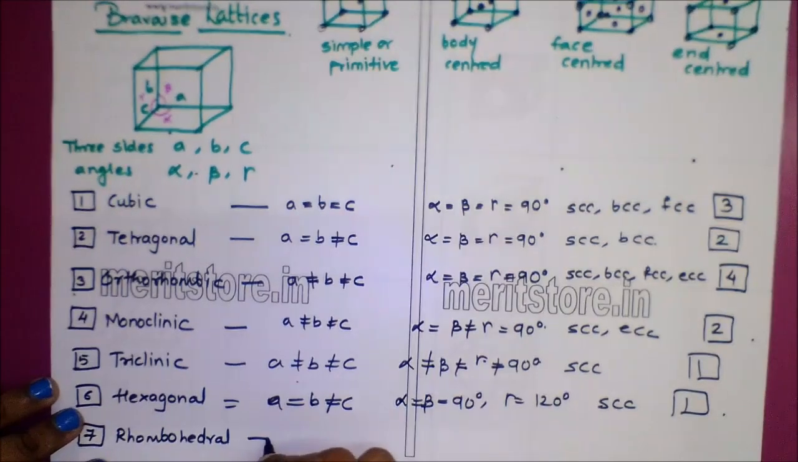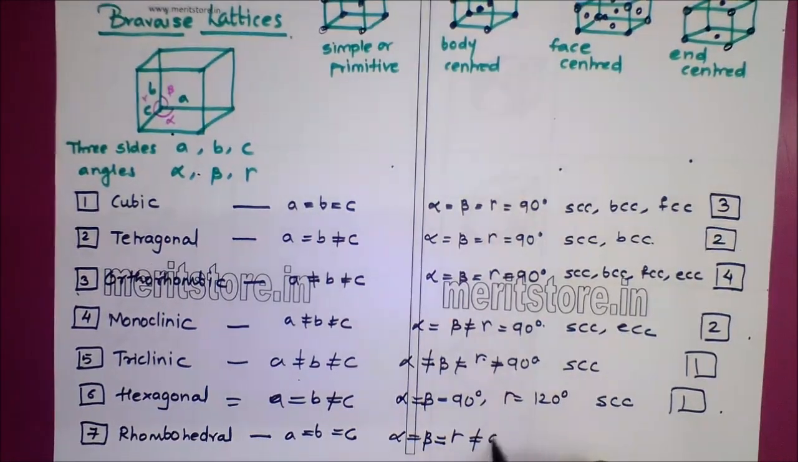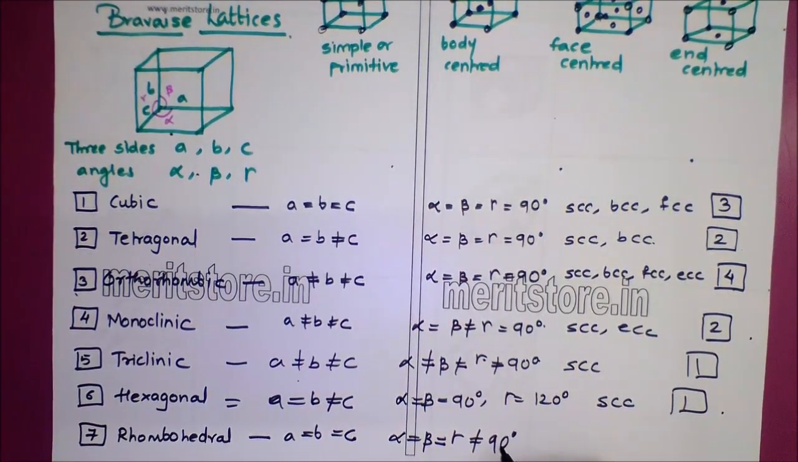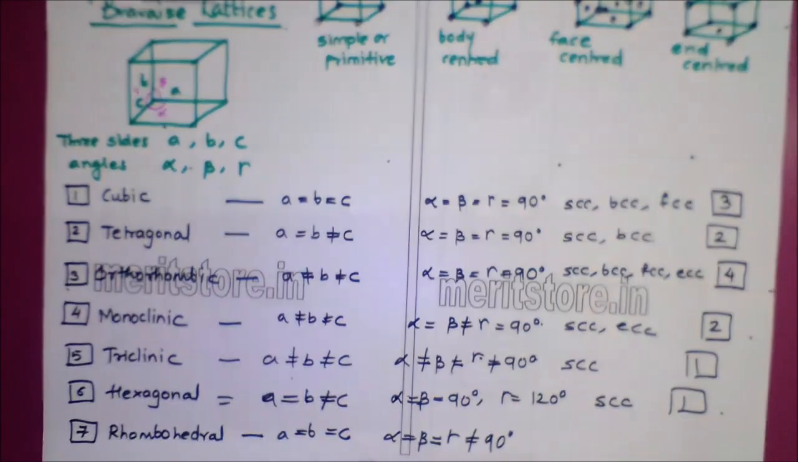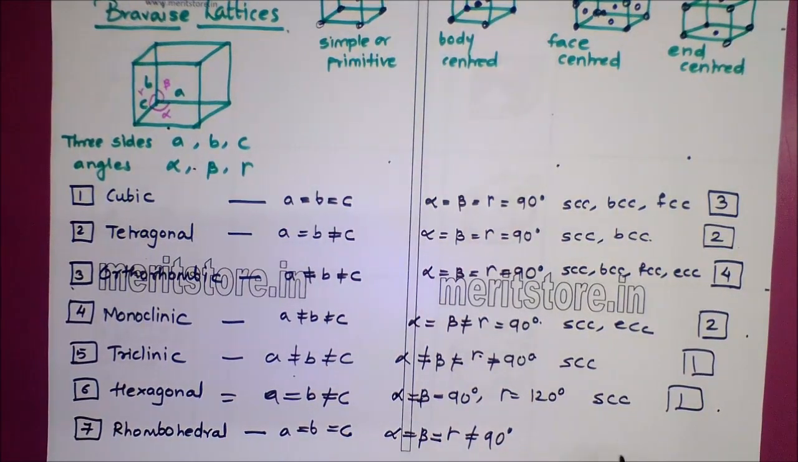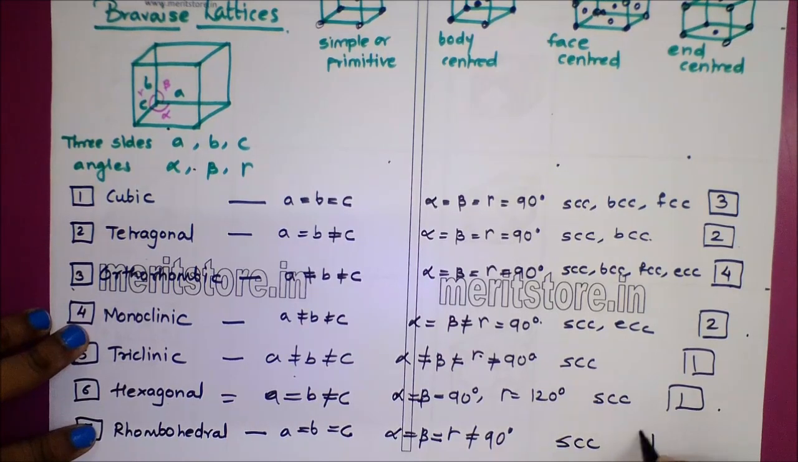In case of rhombohedral, we have a = b = c and the angles alpha = beta = gamma, but not equal to 90 degrees. Here the difference between the cubic and the rhombohedral is that they both have 3 equal sides and 3 equal angles, but in the cubic they are equal to 90 degrees, while in the rhombohedral they are not equal to 90 degrees. So under this type we have again only one type, that is SCC, 1.